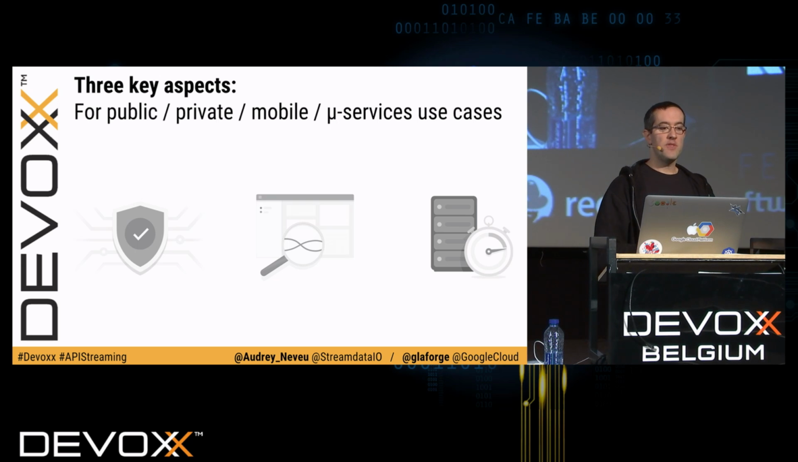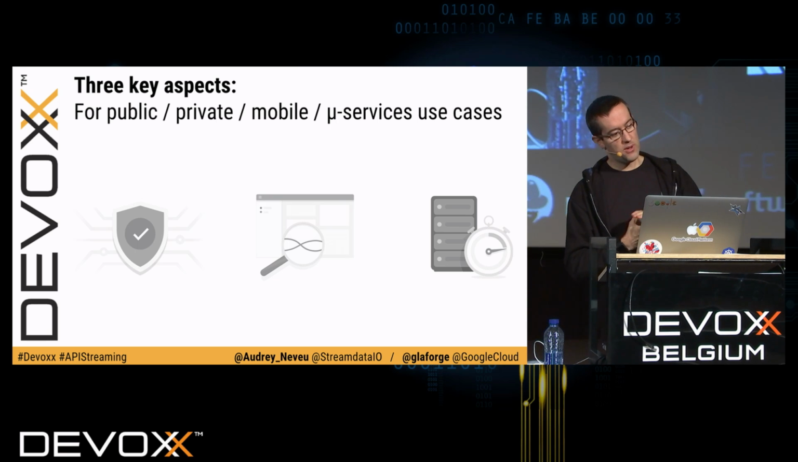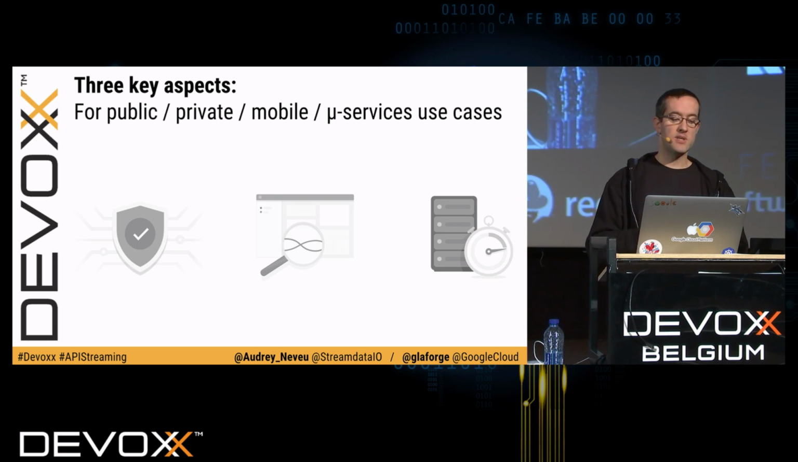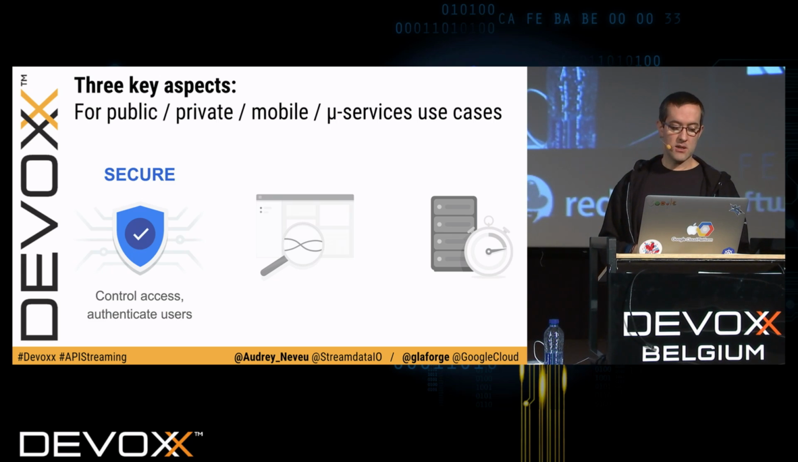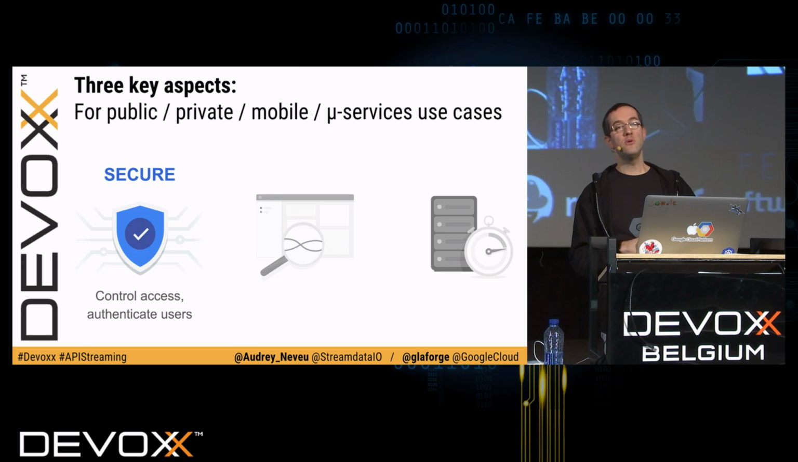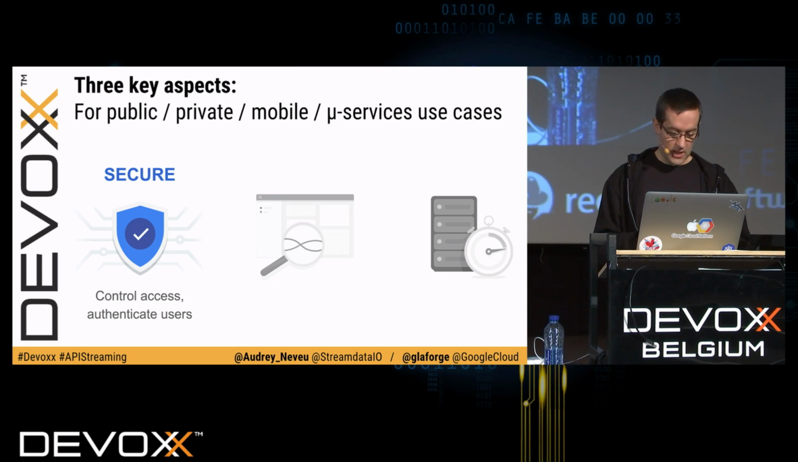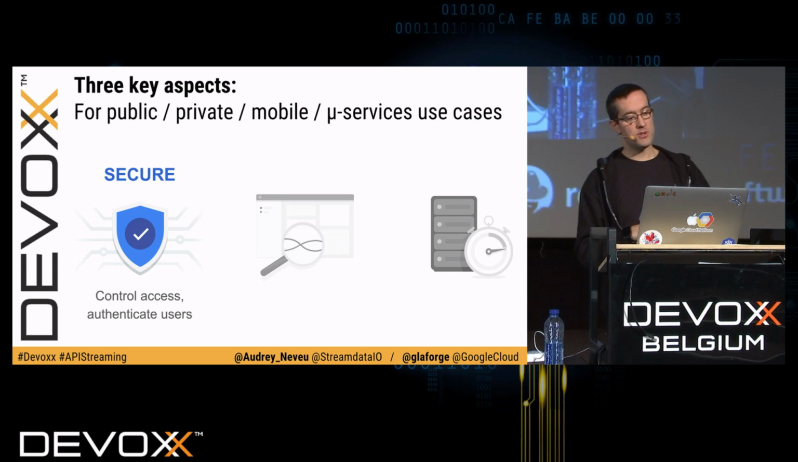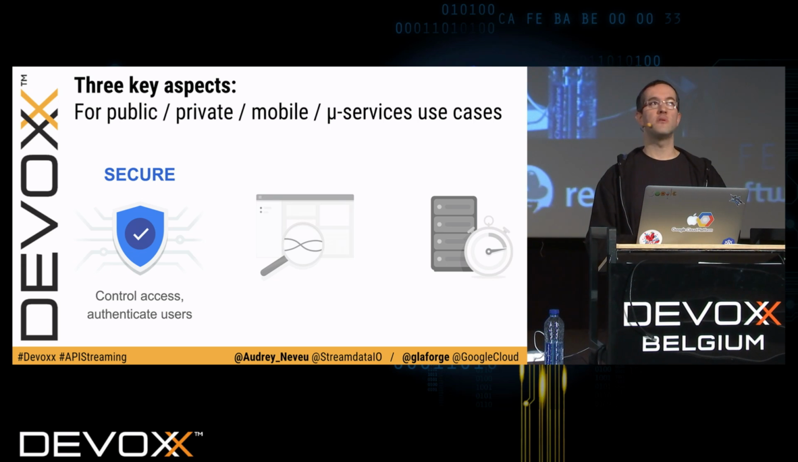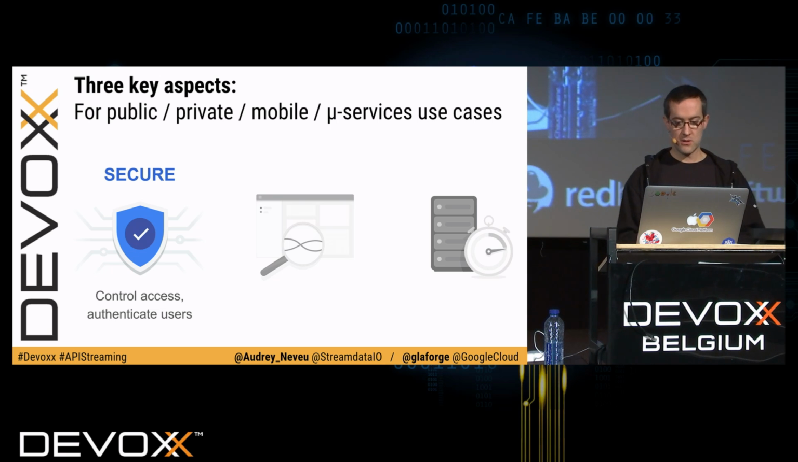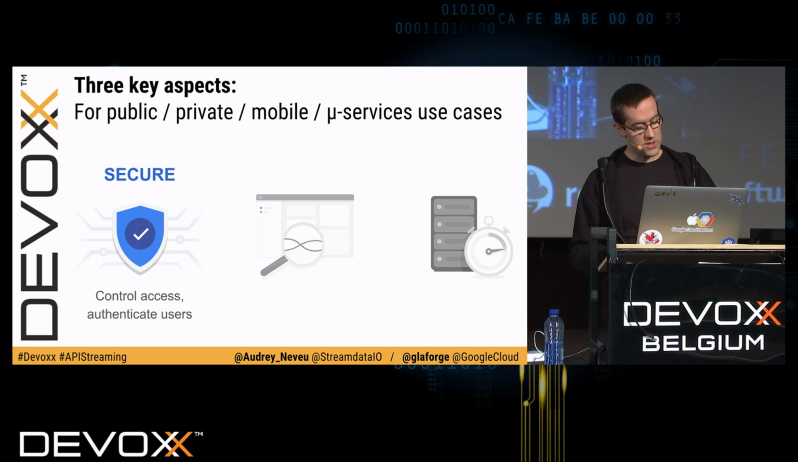In terms of API management, there are three key important aspects, regardless of how you're going to deploy or develop your API, if it's for a public API, an internal API, etc. Three key aspects: security, so you want to authenticate your users. Endpoints provides different hooks for authentication, like Google authentication or JSON Web Tokens and other authentication mechanisms.